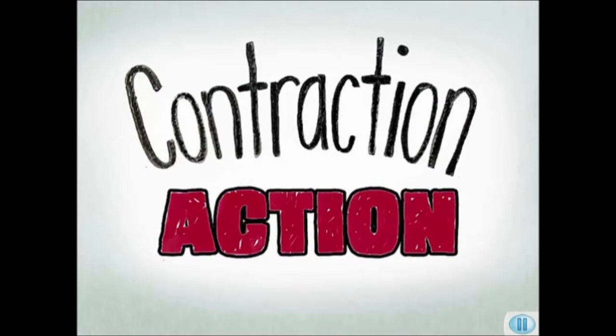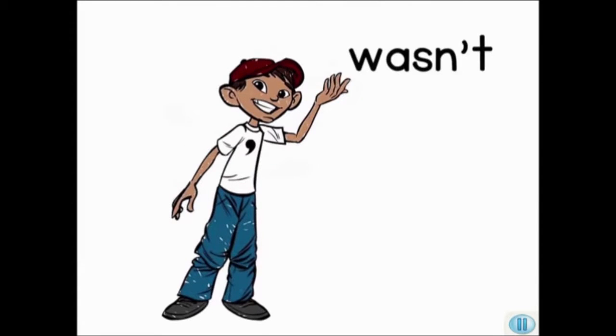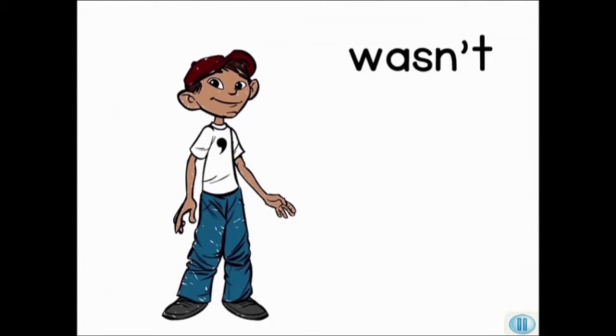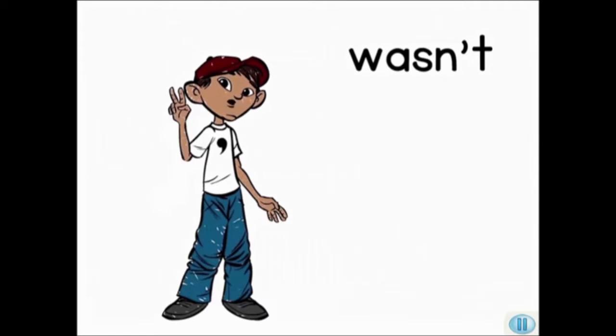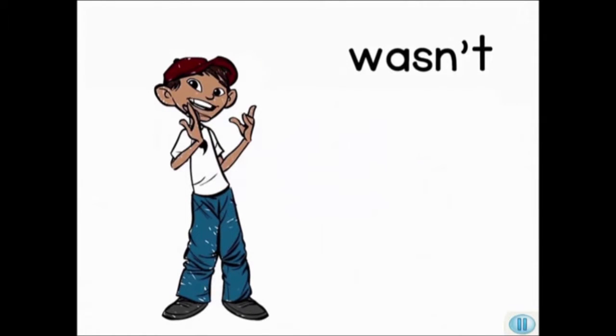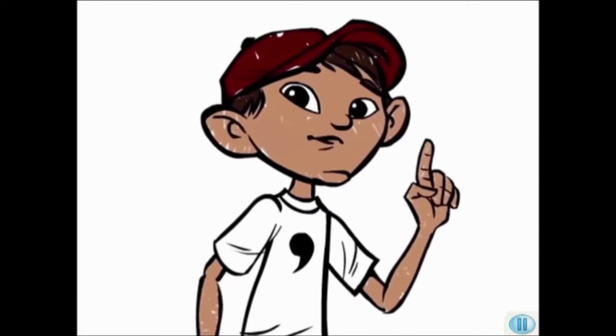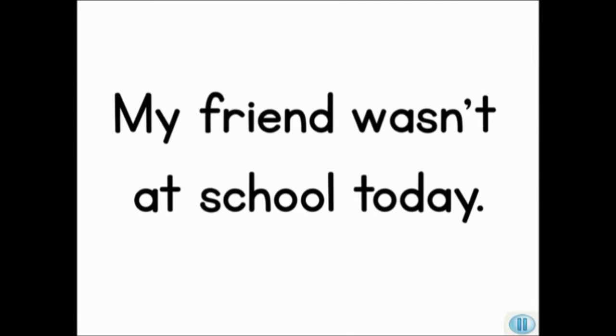Contraction action. Have you ever seen a word like this while reading? It's called a contraction. A contraction is when you take 2 words and make them one. We make contractions by taking letters out and putting an apostrophe in. Remember, this is an apostrophe. Let's see how that contraction was made. If I want to say something was not hard, I'll take out the O and put in an apostrophe. Then I put the 2 words together. Wasn't. My friend wasn't at school today.